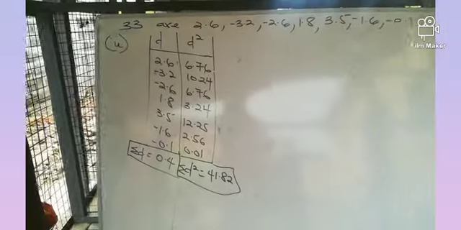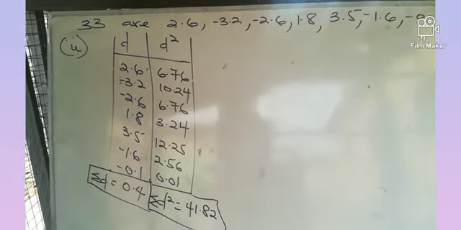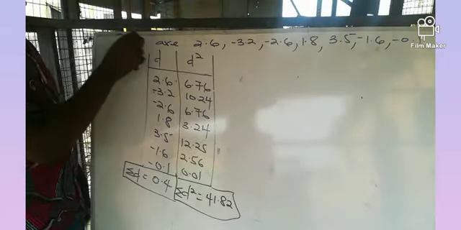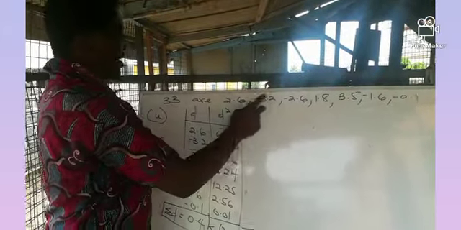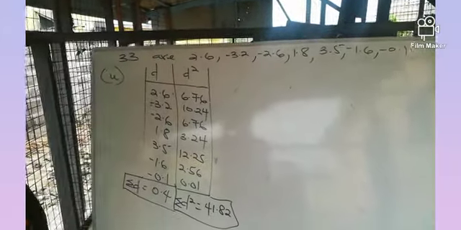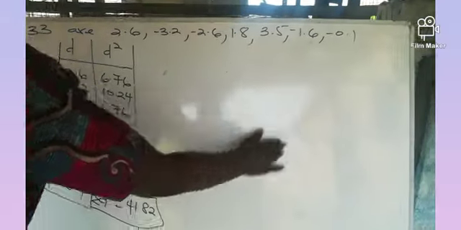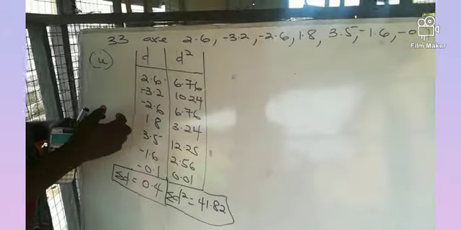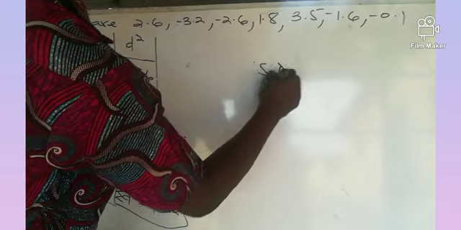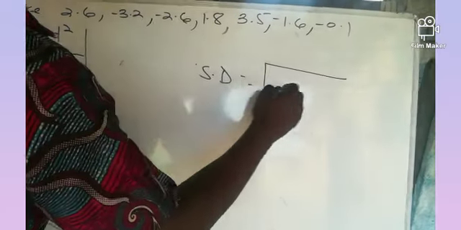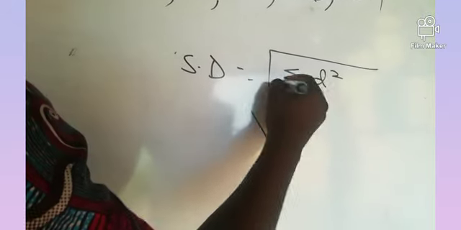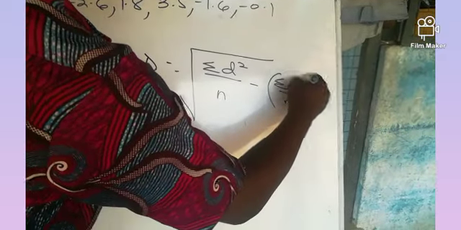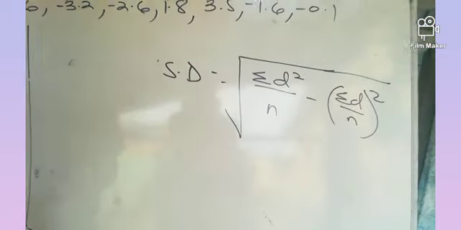The second part of the question was asking us to calculate the standard deviation. So if you want the standard deviation, we have 33, the deviating values from 33. So we have two formulas or two approaches in solving this question. And this is the first approach. The first approach, what do you need? The formula is standard deviation is equal to the square root of summation of d squared all over n minus summation of d all over n all squared. That's the first formula.